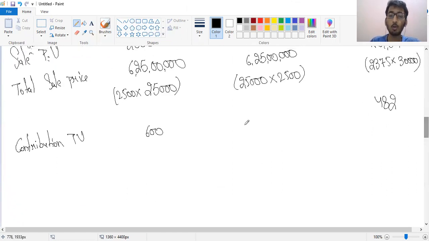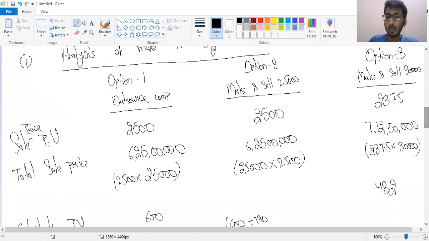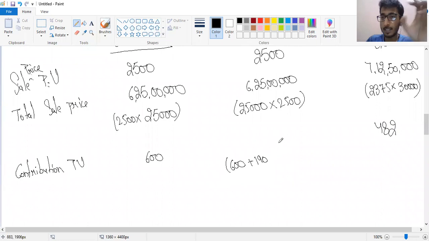And in this case, what would be the contribution? Let me calculate it here. Earlier, the contribution was 600. I'll add basically 190 rupees. Why am I adding 190? Because if I make the component in-house, the second option is make and sell 25,000. I'll save 190 rupees, which is the cost of buying the product, and I'll incur the cost of 183, which is the cost of manufacturing the product. So my contribution would be 607.